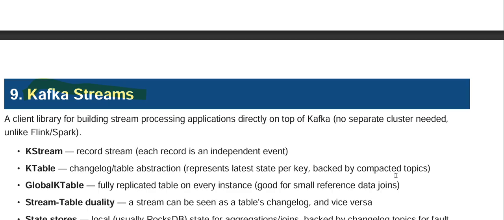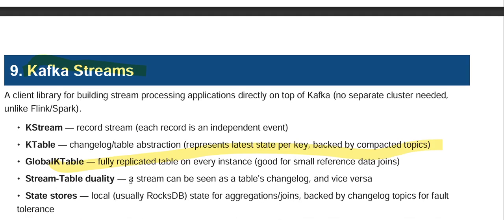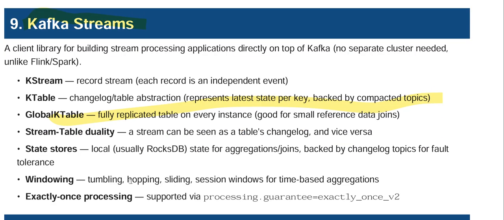Back to the compacted topic, that is what a KTable is. So we have the GlobalKTable, a fully replicated table on every instance, good for reference data joins. Stream-table duality: a stream can be a table changelog and vice versa. State store is local, using RocksDB, and state for aggregations and joins is backed by a changelog topic for fault tolerance. Windowing: we have tumbling, hopping, sliding, and session windows for time-based aggregation as well.